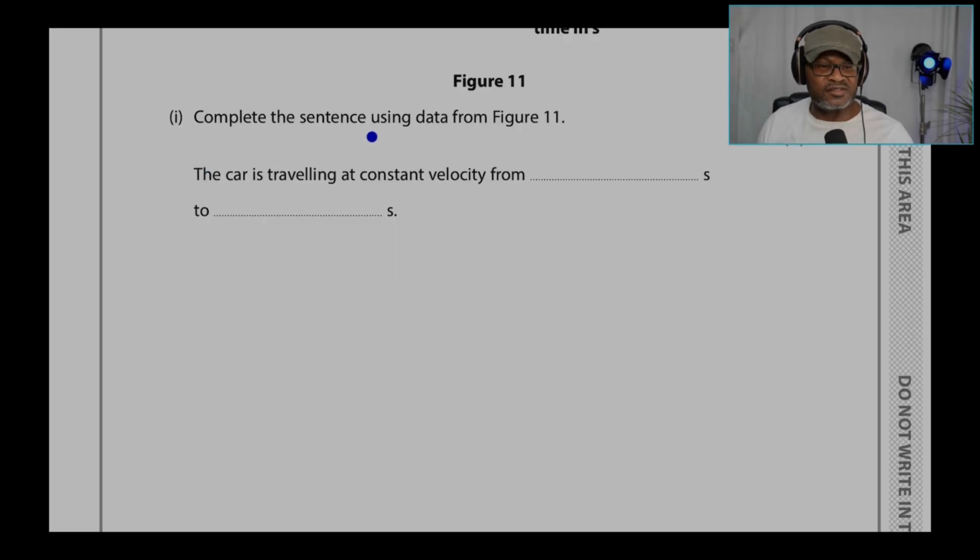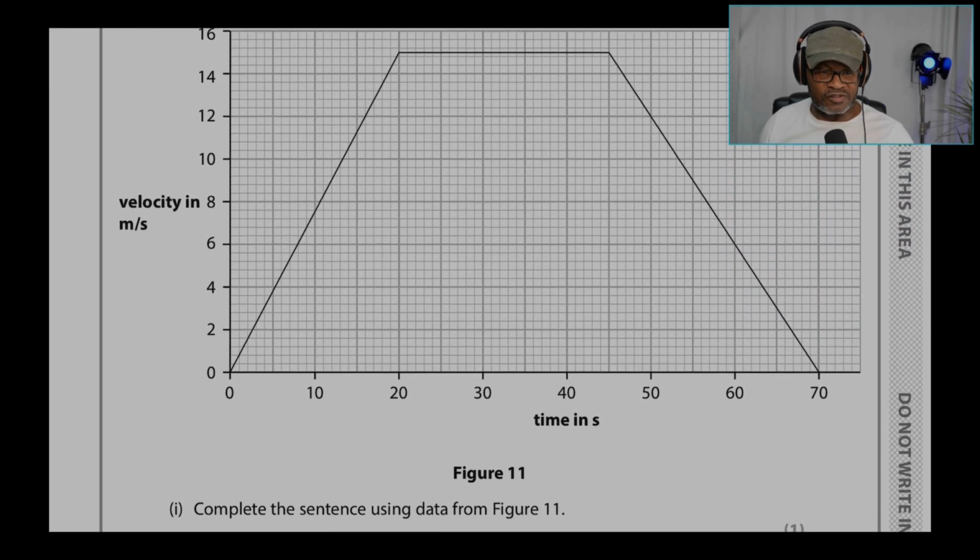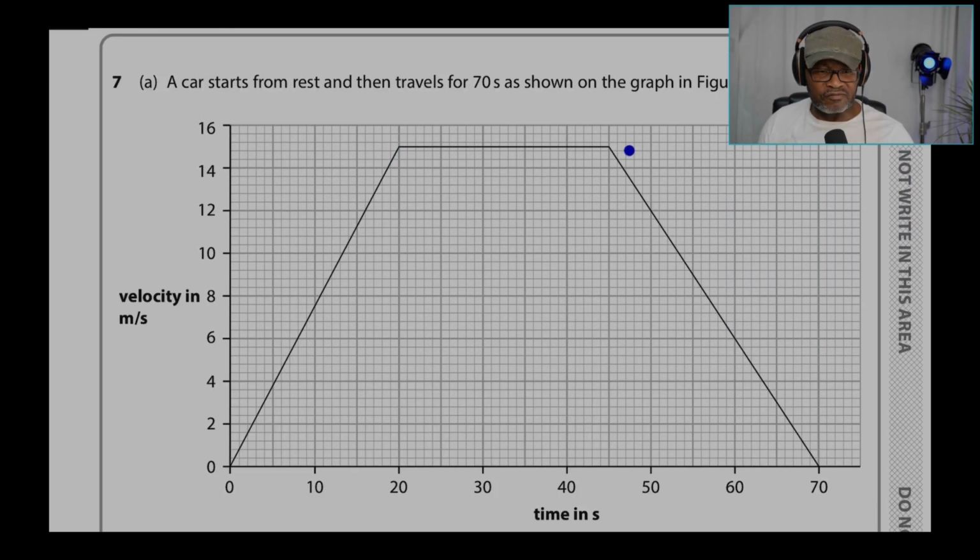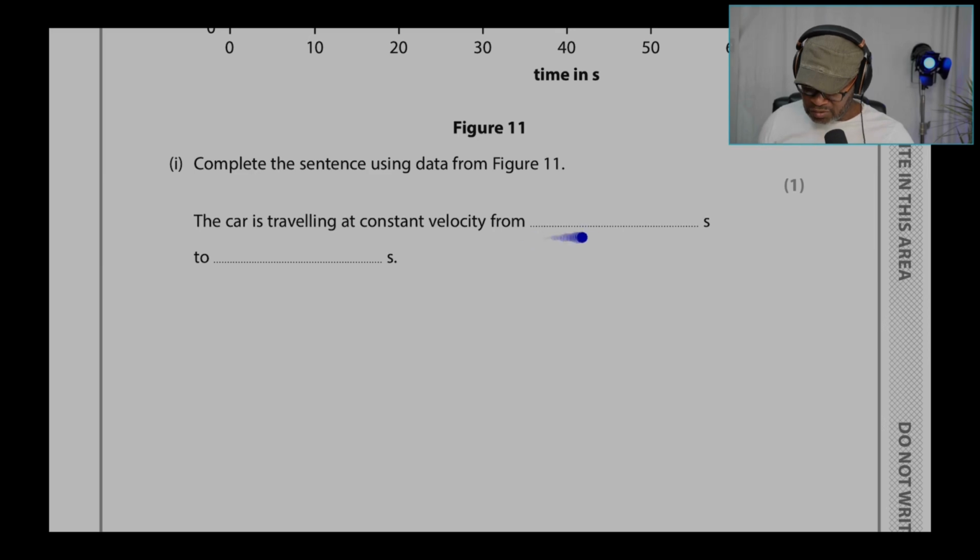Complete this sentence using data from figure 11. The car is traveling at constant velocity from, so we know what constant velocity is, right? Here is the constant velocity from 20 seconds to 45 seconds. So we have to put in there 20 seconds to 45 seconds.